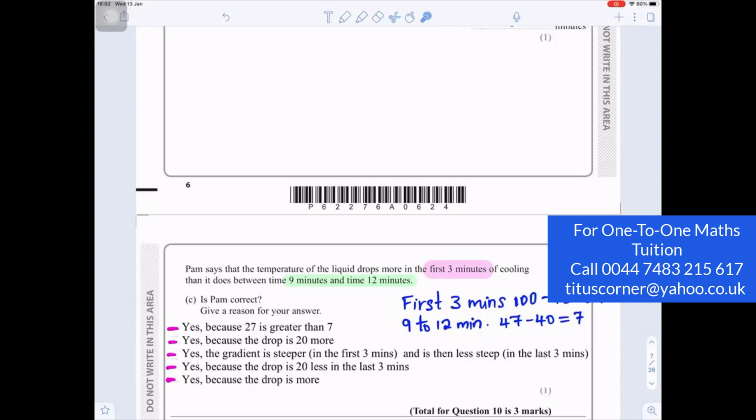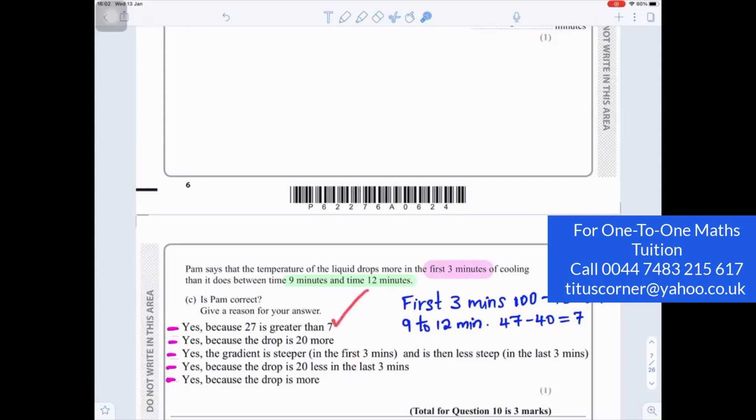Or you can say, yes, the gradient is steeper in the first 3 minutes and is less steep in the last 3 minutes. Or you could say, yes, because the drop is 20 less in the last 3 minutes. Or because the drop is more. These are all different words to say the same thing.